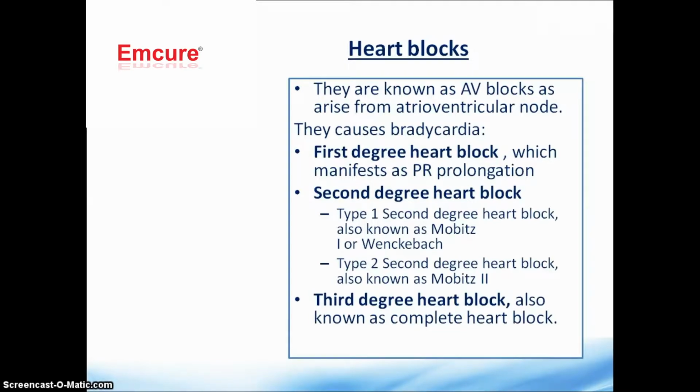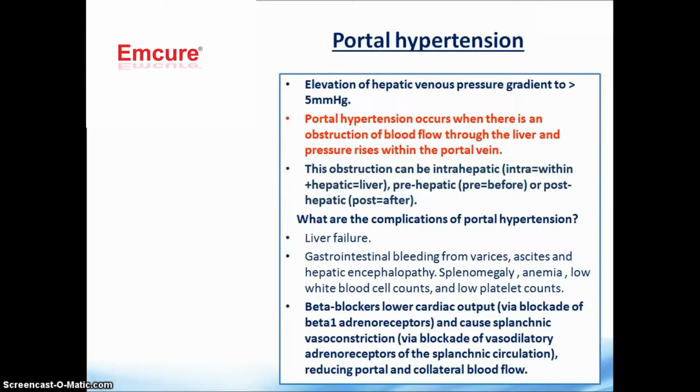That means in the ECG you will have the P to R distance prolonged between the subsequent complexes. Then second degree heart block means there is a type 1 second degree heart block, also known as Mobitz 1 or Wenckebach's. Then you have type 2 second degree heart block, also known as Mobitz 2. Then you have third degree heart block, also called a complete heart block. These are the conditions where beta blockers are contraindicated because they are already in a state of bradycardia, that means reduced heart rate.